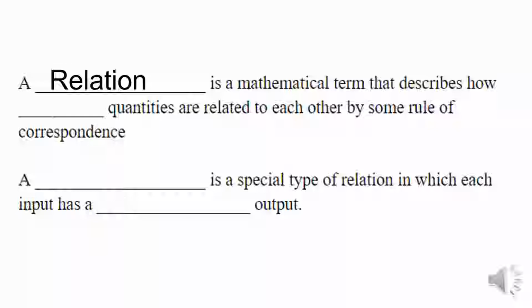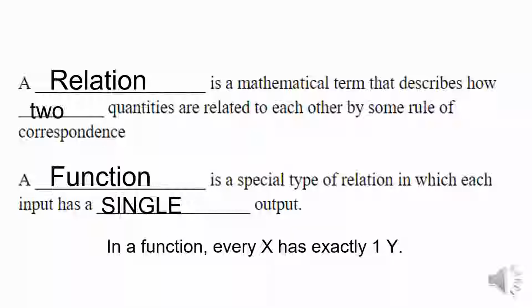A relation is a mathematical term that describes how two quantities are related to each other by some rule of correspondence. The example that I gave in class was, I have two sisters. We are therefore related by some rule of correspondence. We share the same mother. A function, however, is a special type of relation in which each input has a single output. So, in a function, every x has exactly one y. The example that I use is people with birthdays.